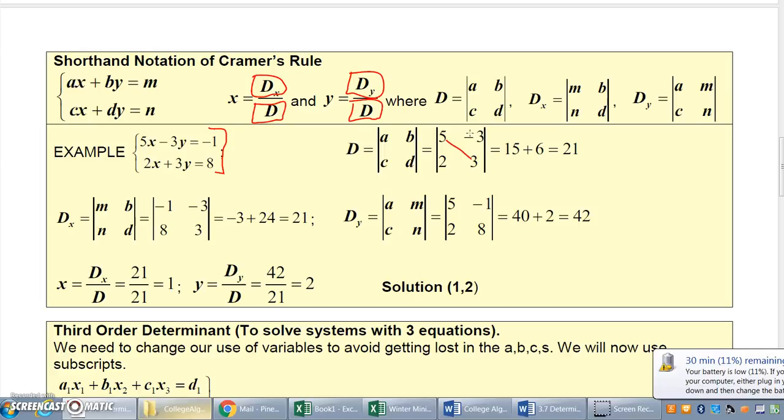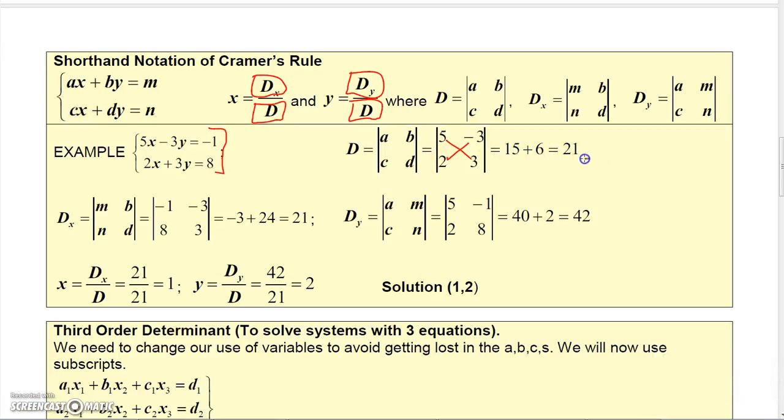So I take the coefficients here, 5, 3, and then I subtract negative 3 times 2, and that's going to give me 15 plus 6, which is 21. Now, to calculate dx, I'm going to take negative 1, 8, which are the constants, and then negative 3, 3 are the coefficients of y, and I calculate that determinant, and that's going to give me minus 3 plus 24. Remember, you're subtracting, so the sign changes to plus 24. So minus 3 plus 24 is 21.